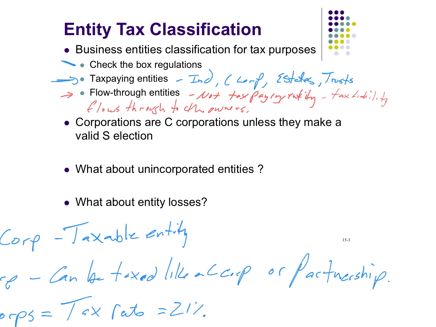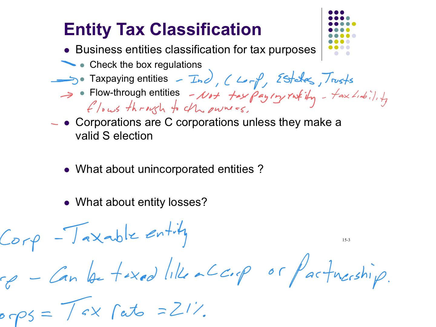Okay, so some other things that we need to talk about. Corporations are C corporations unless they make a valid S election. All right, so an S corporation is a special type of corporation. And an S corporation, you get the choice of being taxed as a corporation, a taxable entity, or being taxed like a partnership, a flow-through entity. All right, but there are some limitations as to who can be an S corporation.